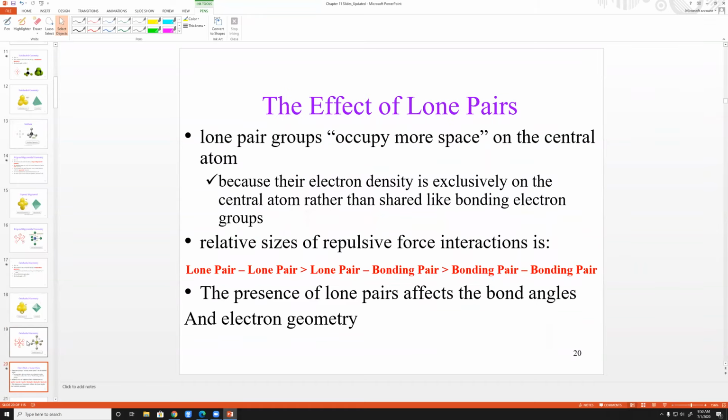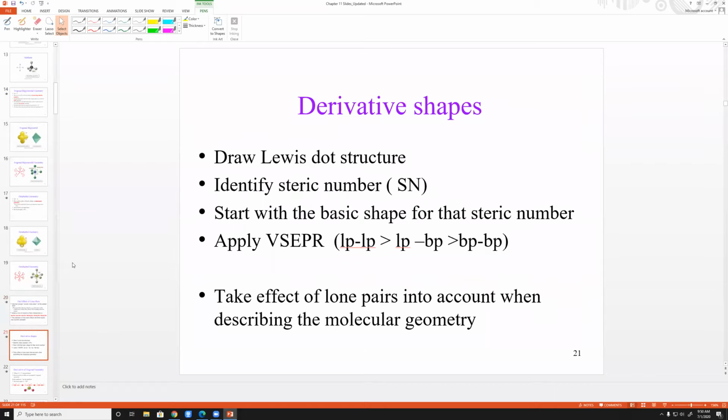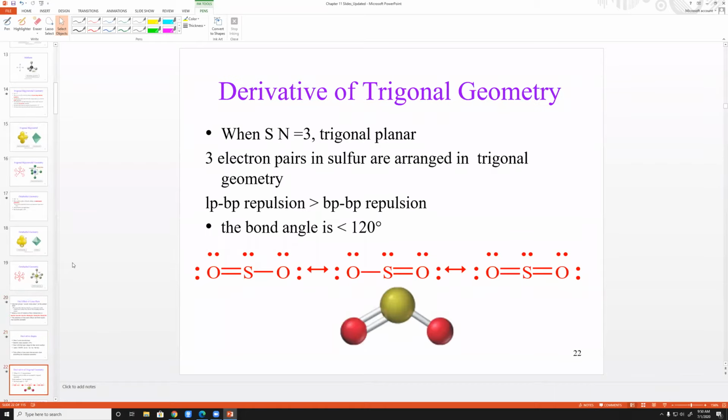Now, the effect of lone pairs, we talked about that already. They occupy more space, that's true, but really they have more repulsion. Because they're unbonded, they move faster and they increase the electron density. They're also more reactive. So they increase the repulsiveness of the whole molecule. Okay, so we talked about that already.